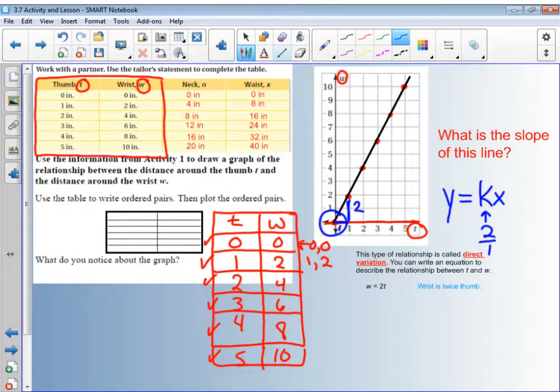So for our equation, instead of Y and X, we used T and W. This was our X and this was our Y. So wherever we had Y, we're going to put our W. So W equals our constant, or our slope, which was 2, times T. So the wrist is 2 times the thumb is basically what we're doing: understanding this statement and writing it out as an algebraic equation.